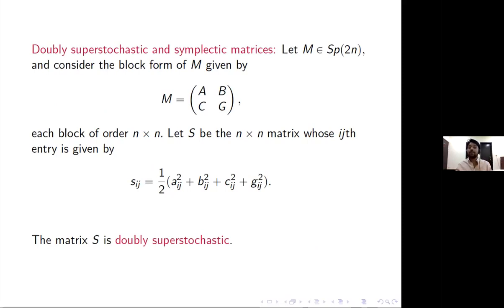Associated with every symplectic matrix is a doubly superstochastic matrix as follows. Take a symplectic matrix and consider its block form given by blocks A, B, C, D, where each block is of order n cross n, and form a matrix S, which is an n cross n matrix whose ijth entry is given by half the sum of the squares of the corresponding entries of each of these blocks. This matrix turns out to be a doubly superstochastic matrix, and it's also a known result given back in 2015 by Professor Bhatia and Professor Jain.